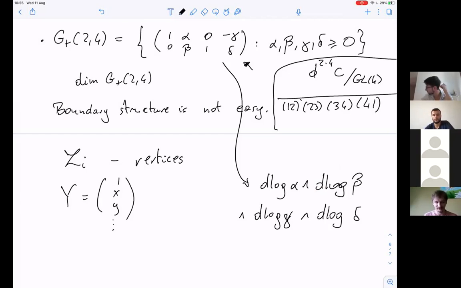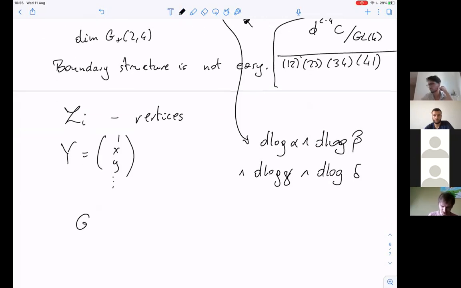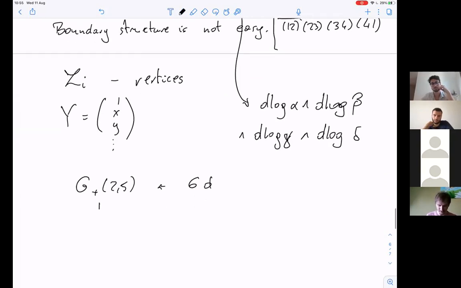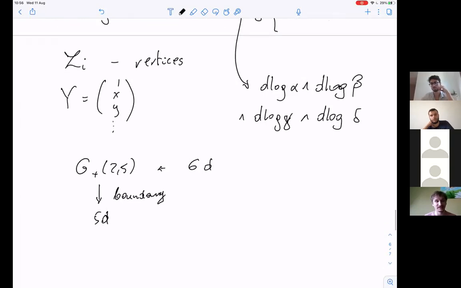Not all boundaries. So notice the following thing. Let's start with G plus 2,5. This is a 6-dimensional object. When you go to a boundary of this object, the boundary is a 5-dimensional object, right? So the boundary is 5D. But this boundary is not a positive Grassmannian.